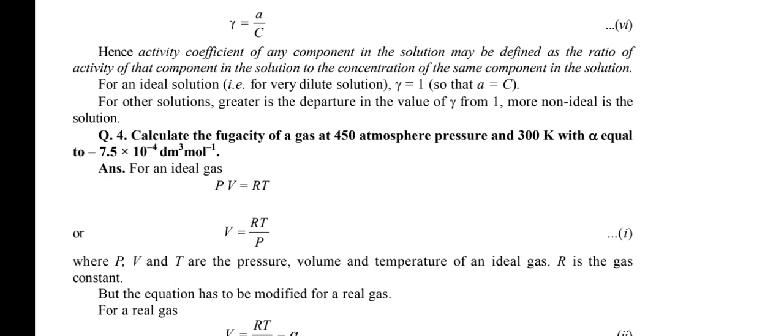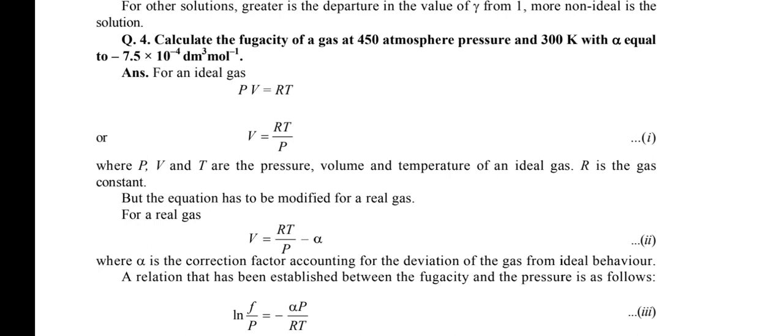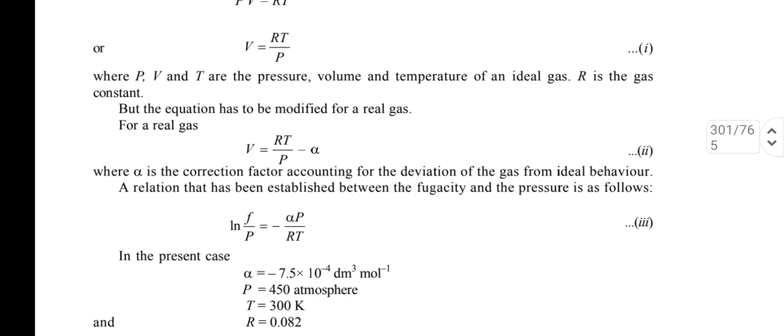Calculate the fugacity of a gas at 450 atmospheric pressure and 300 Kelvin temperature with alpha equal to minus 7.5 into 10 raised to power minus 5 decimeter cube per mole. For an ideal gas, PV equals RT, V equals RT by P, where P, V and T are the pressure, volume, and temperature of an ideal gas. R is the gas constant, but the equation has to be modified for a real gas. For a real gas, V equals RT by P minus alpha, where alpha is the correction factor accounting for the deviation of the gas from ideal behavior.